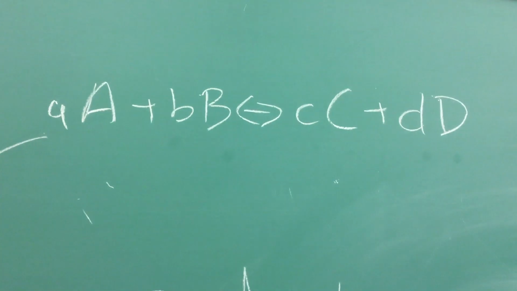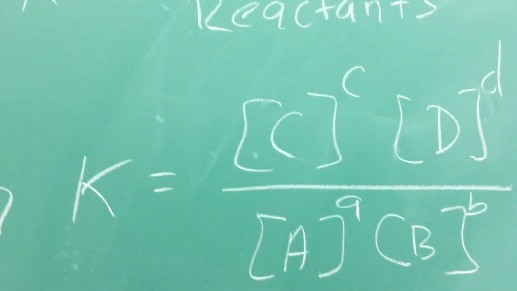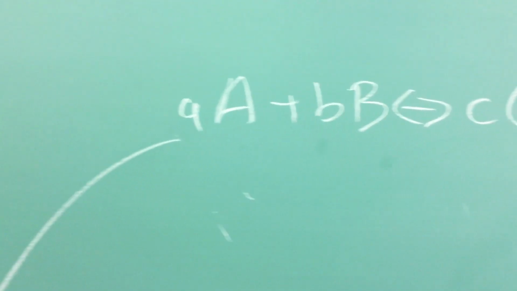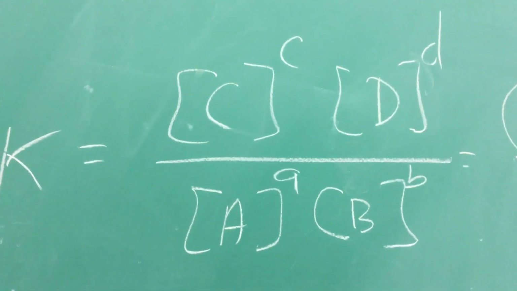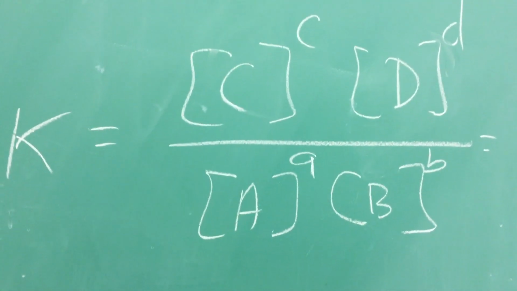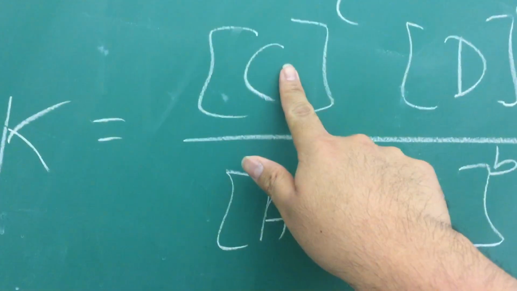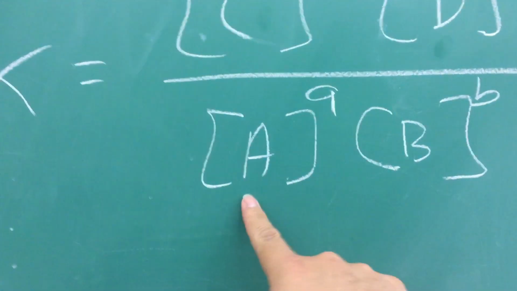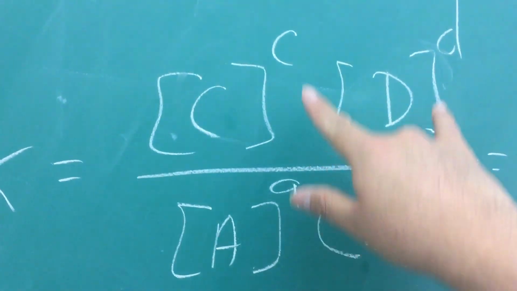Okay. So if I want to determine the K, what I do is I take all the coefficients and make them exponents. Okay. So the little a, the little b, the little c, and the little d become exponents in my expression. And then I write the products on the top, right? So I'm having C and D. And then I'm going to write the reactants on the bottom, which are A and B. And each of them have their coefficient as an exponent.